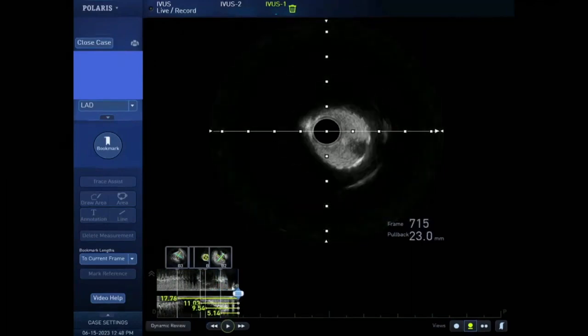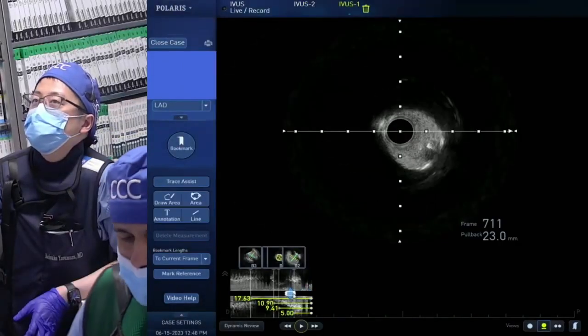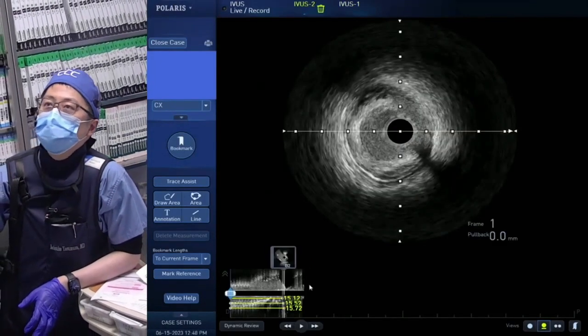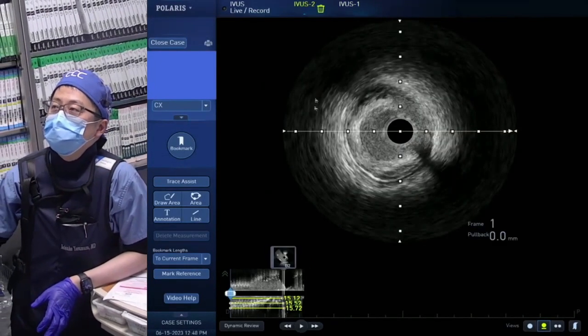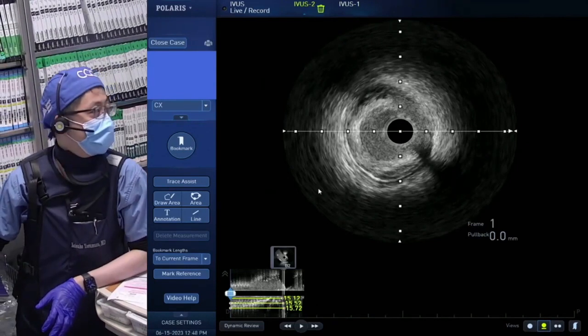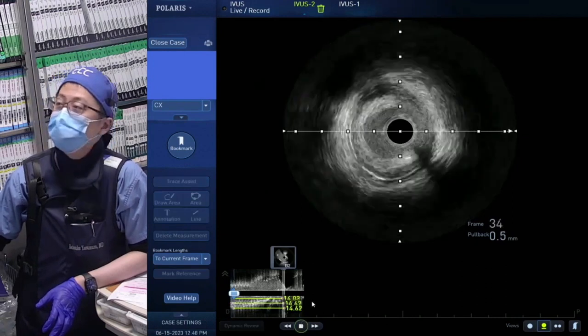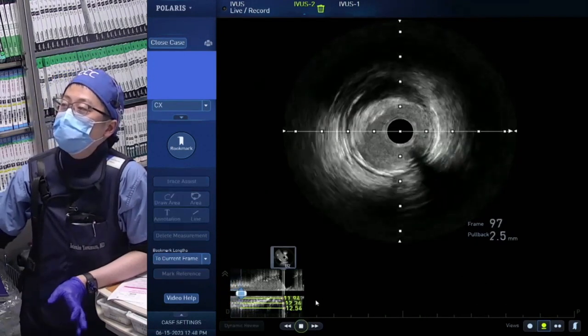Okay. This is a pullback from the LAD. Well, are you going to go into the LAD and show us that the ostial LAD is clear? I don't want to just look at it from the side window. Yep. Now can I show you the circ? We are going to the circumflex. Yep. So the circumflex, this is the second pullback from the circ. Okay. Yeah, like an okay area.